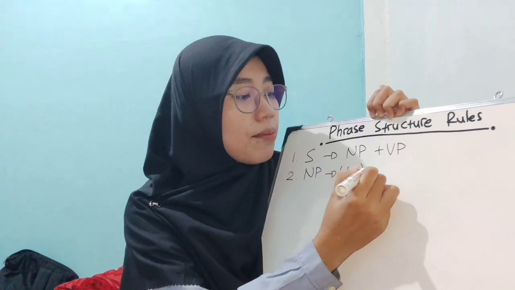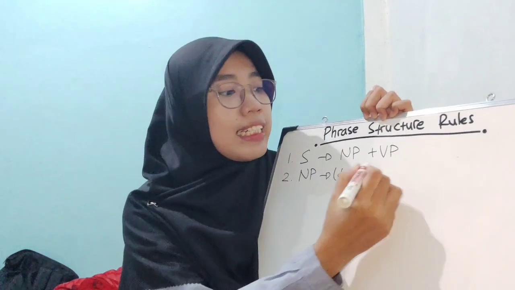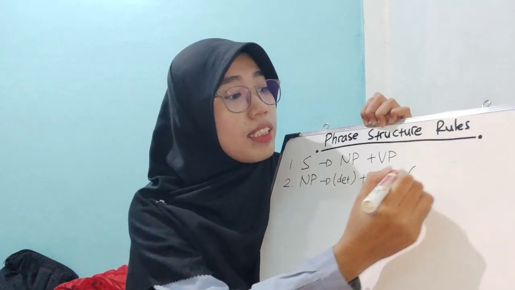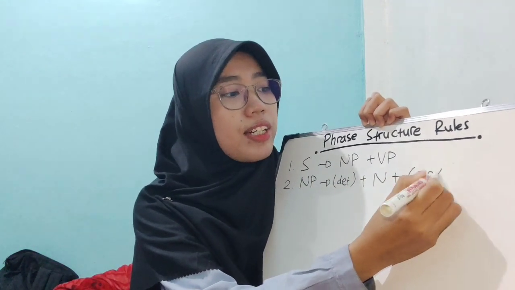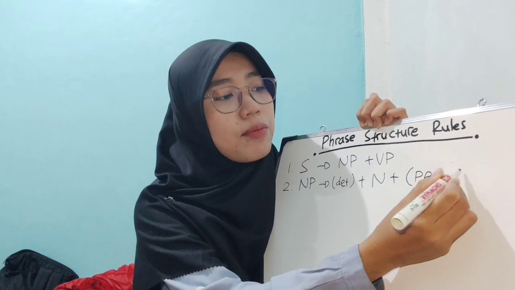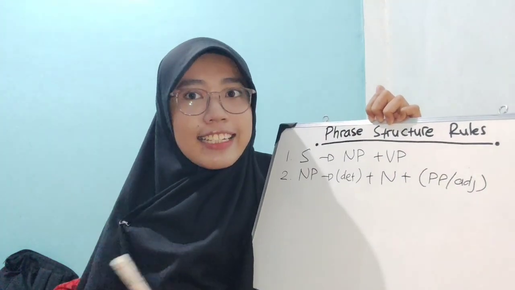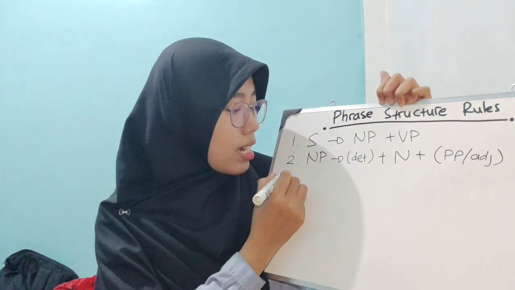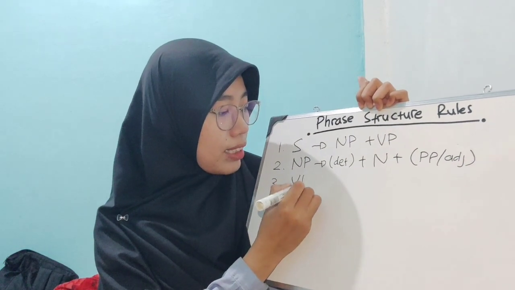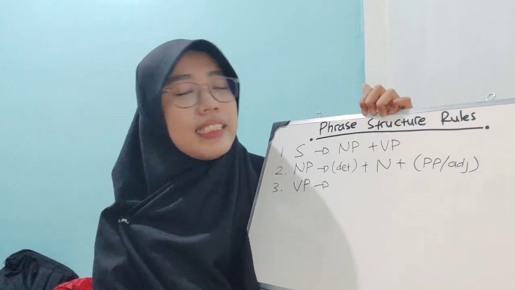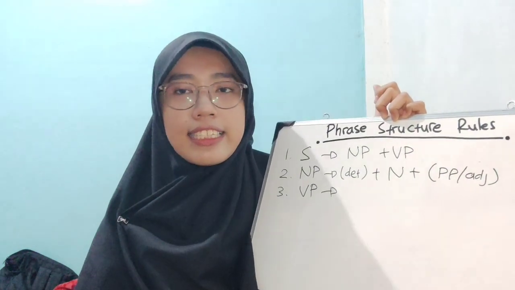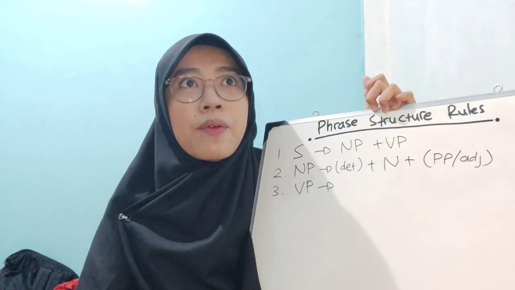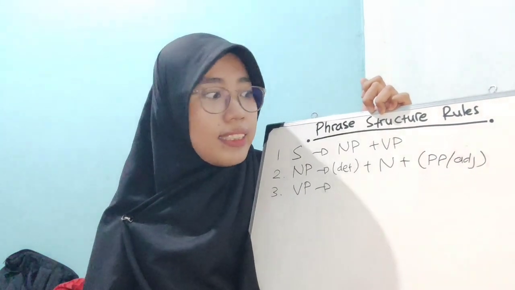So the main thing that must be there, of course, is a noun. Other things like a determiner, preposition phrase, or adjective are optional. It depends on what sentence you make. And the next is the verb phrase. So what is a verb phrase? A verb phrase is a phrase that tells us about the actions, what the subject does.